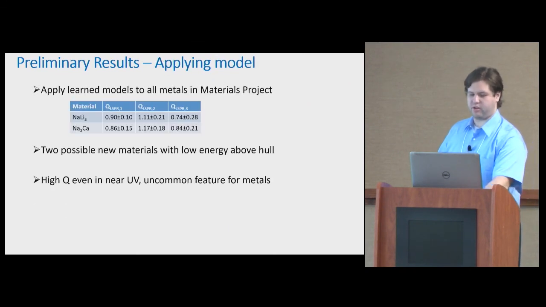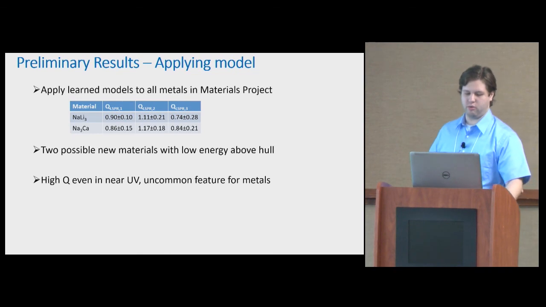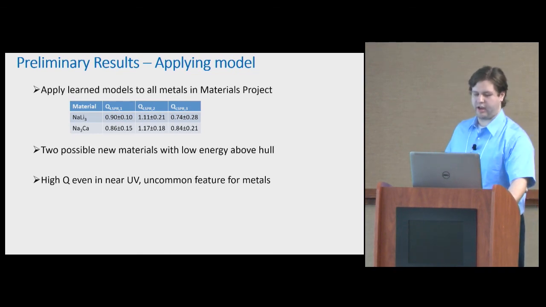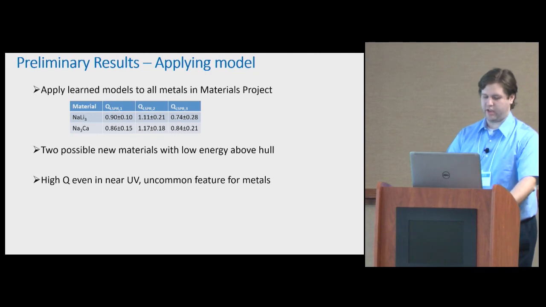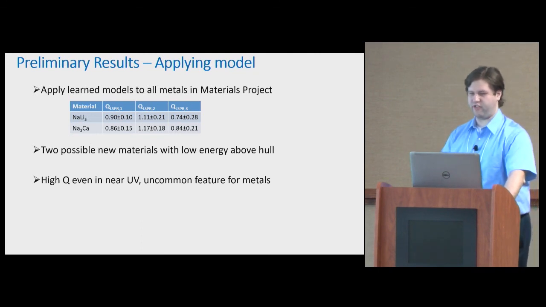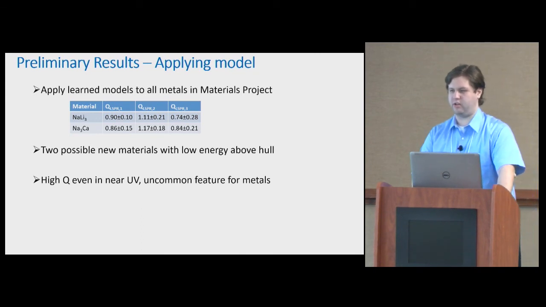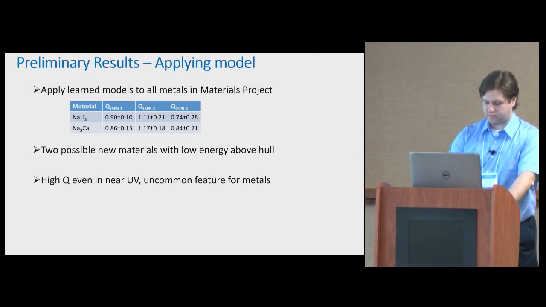So if we apply the model we have so far to every metal in Materials Project, what we see are 2 possible new materials that are both stable and have high quality factors: sodium lithium and sodium calcium. These also have the uncommon feature of a high quality factor even in the UV. Typically with metals, their UV quality factors will tend to decrease because they will have large amounts of transitions from valence to conduction states.